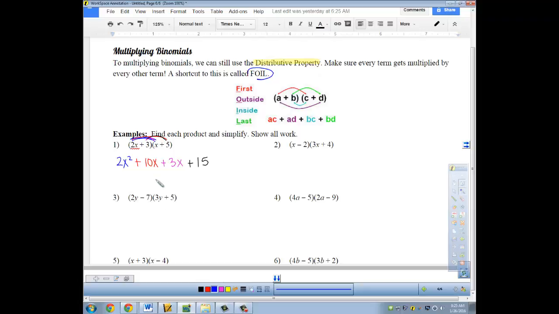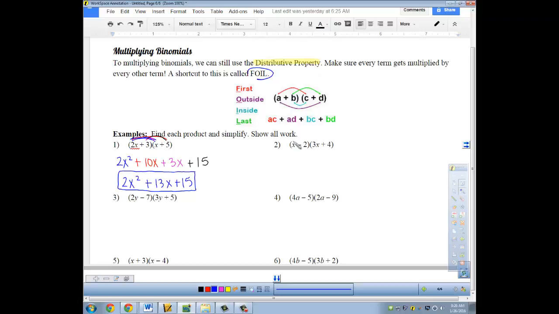From this we can combine like terms. There are no other x squared, so bring it down. I can combine 10x and 3x to get 13x, and then bring down your plus 15. So whenever we are multiplying binomials, you will typically see a trinomial as your answer. You want to see three terms. So make sure you see that every time you do the problems today.